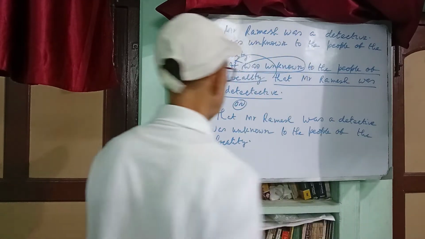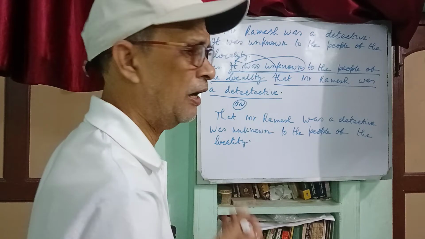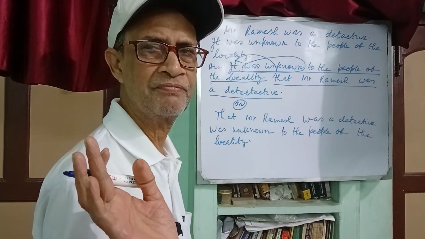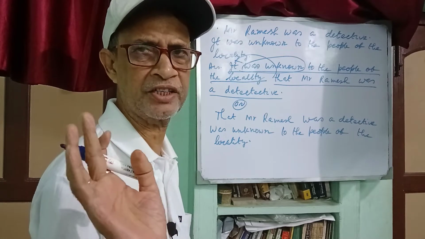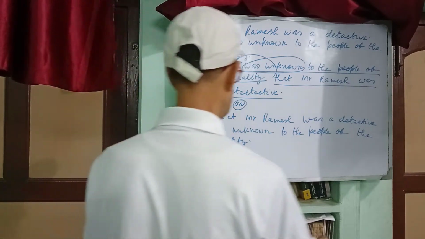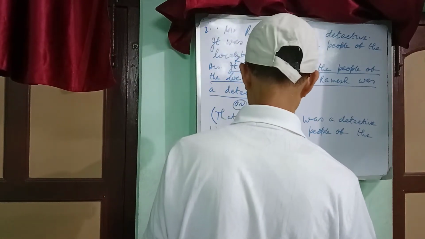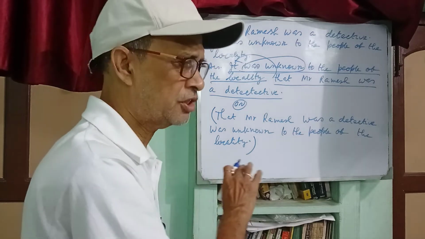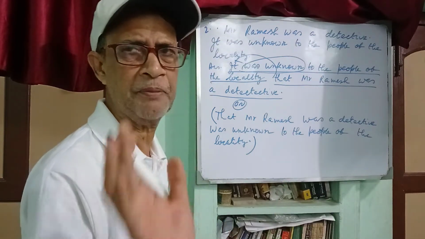Okay? Was unknown to the people of the locality. Now let us analyze the sentence for your understanding. That Mr. Ramesh was a detective was unknown to the people of the locality. It is entirely a principal clause.